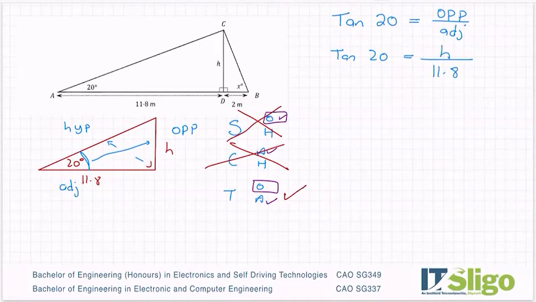Okay, I need to solve this then for H. So how do I get rid of 11.8 from this right-hand side? Okay, well, two ways. It's under the line here.